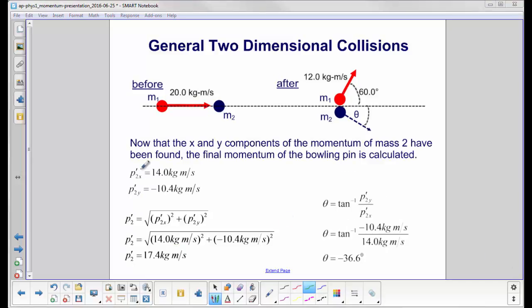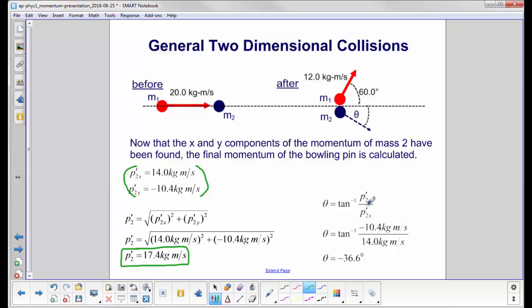We have the x and y components of the final momentum of object 2, the bowling pin. So we go to Pythagoras to find the magnitude of the vector right here. That's where the momentum is directed. You just square these terms and take the square root. Notice how we don't care about the negative sign here. We just square it. And we get a final momentum, magnitude of momentum for the bowling pin of 17.4 kilogram meters per second.